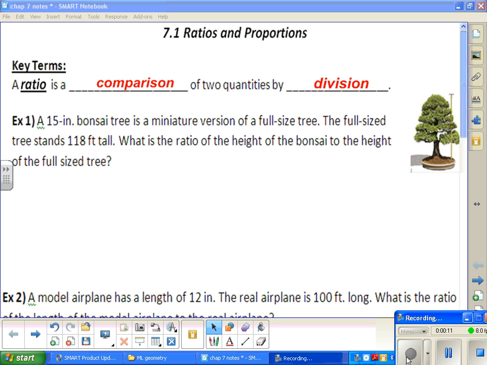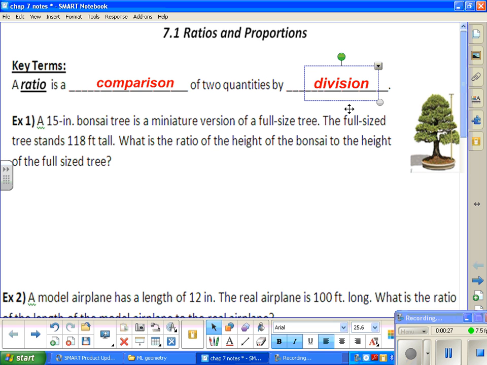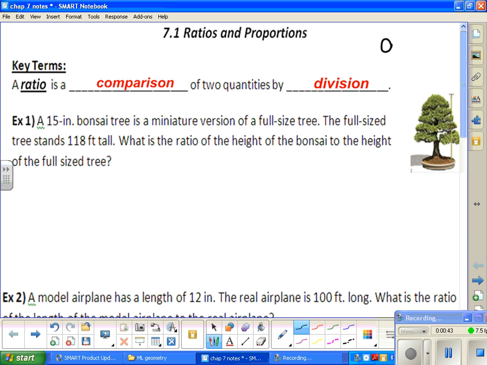Today we're doing 7.1 ratios and proportions. Your only definition that you need to know is a ratio, and a ratio is a comparison of two quantities by division. So you would write it as something along the lines of A over B, or you can write it as A to B.